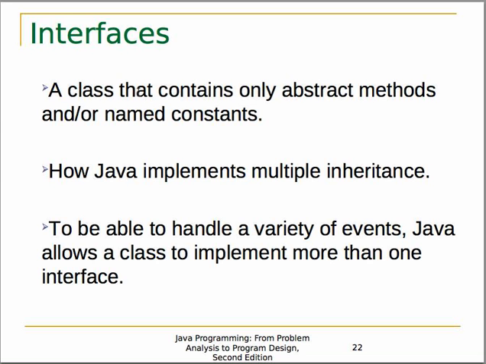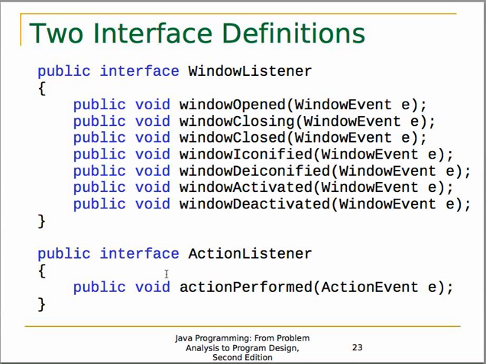What are interfaces? Once again, it's like a class, it's not exactly a class. It contains only abstract methods and constants. To be able to handle a variety of events and for a lot of flexibility, Java allows a class to implement more than one interface, and that's about as close as we can get to multiple inheritance in Java.